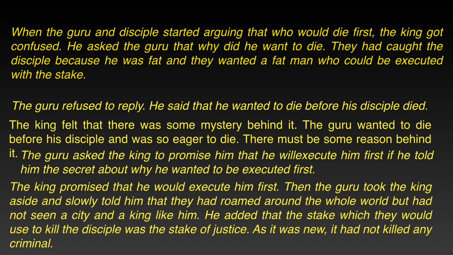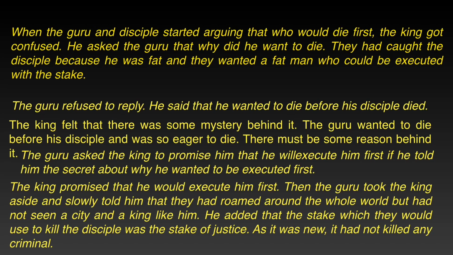They had caught the disciple because he was fat, and they wanted a fat man who could be executed with the stake. The Guru refused to reply. He said that he wanted to die before his disciple died. The king felt that there was some mystery behind it. The Guru wanted to die before his disciple and was so eager to die. There must be some reason behind it.